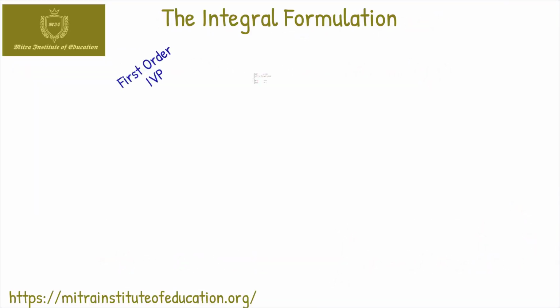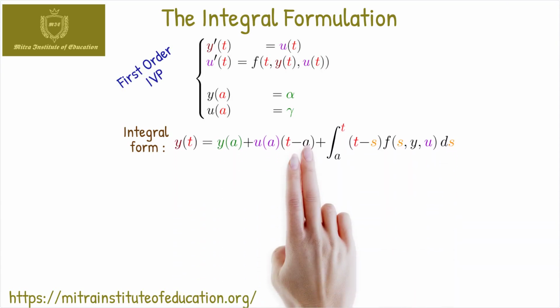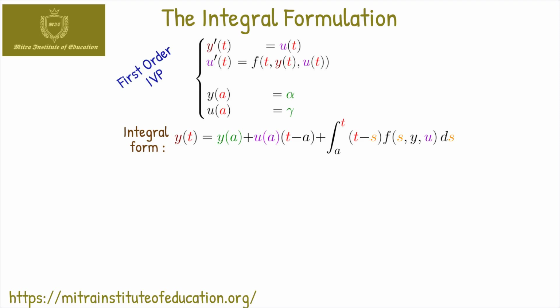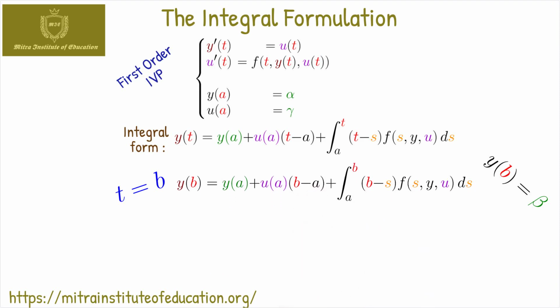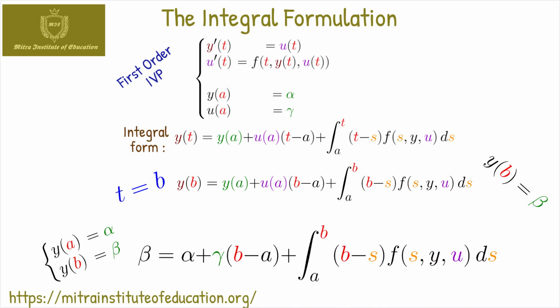To advance the process, let us take another look at the integral form of the differential equation. First, we evaluate the integral at t equals b, the boundary point. Then, we substitute the boundary values directly into the integral expression. This substitution links the known boundary condition to the missing value, forming the basis for the estimation.